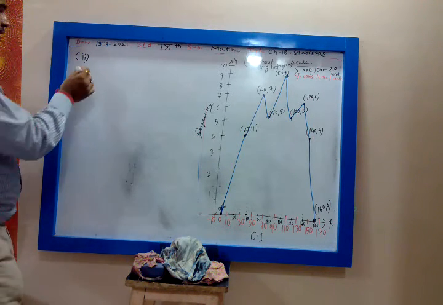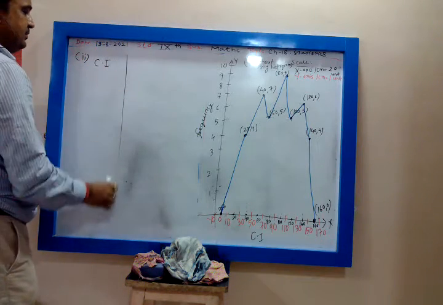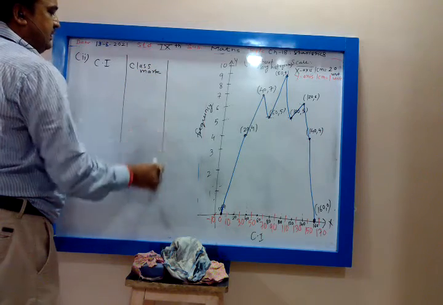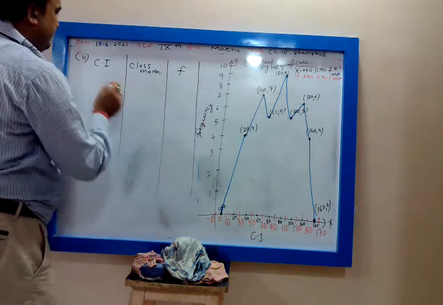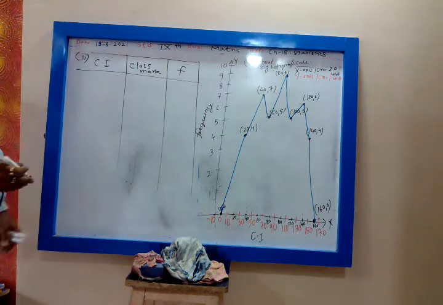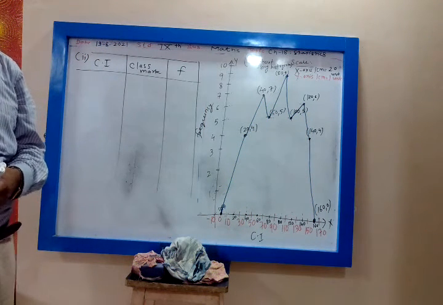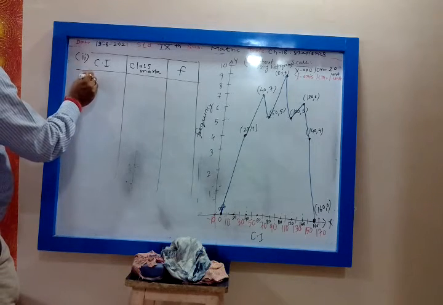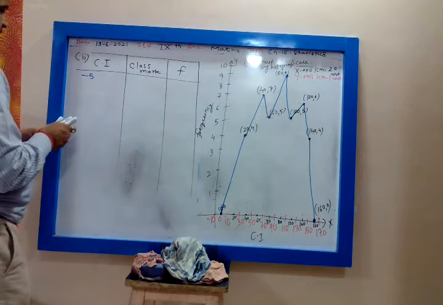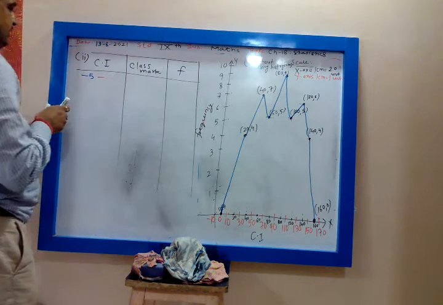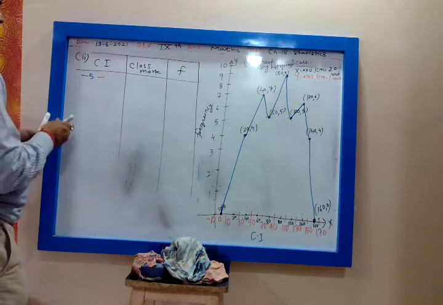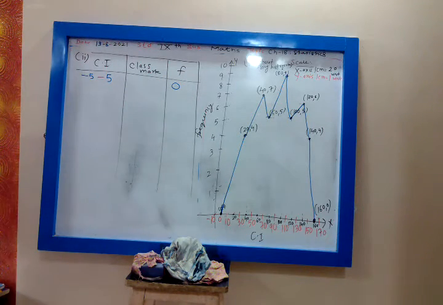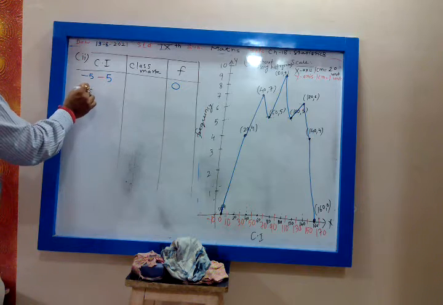So class interval, second one. Class interval Ci, then we find the class mark, and then we find the frequency. It is given 5 to 15. What is the difference? 10. So what will be the previous class interval? Minus 5 to 5. We take the frequency as 0. Additional class interval. Then 5 to 15, 8.